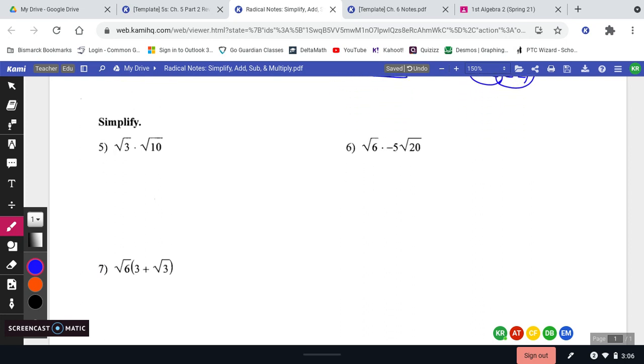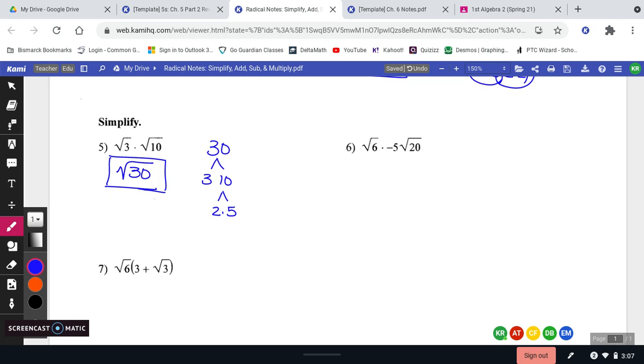Okay, so then multiplying. Now, unlike adding where you have to match, multiplying you do not. So I can just multiply those radicals together and make that square root of 30. Now that one is finished. I don't have to do any simplifying on that. If I do my factor tree, I have a 3, a 2, and a 5. So I don't have any matches, so I can't simplify that 30. So it's just going to stay square root of 30.